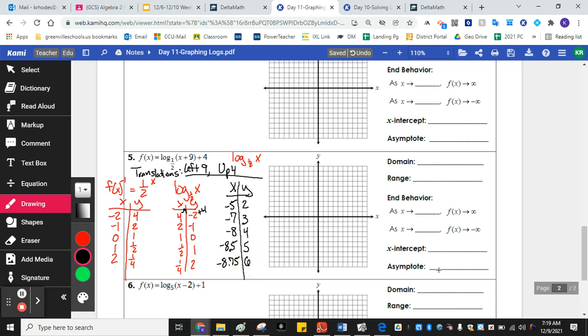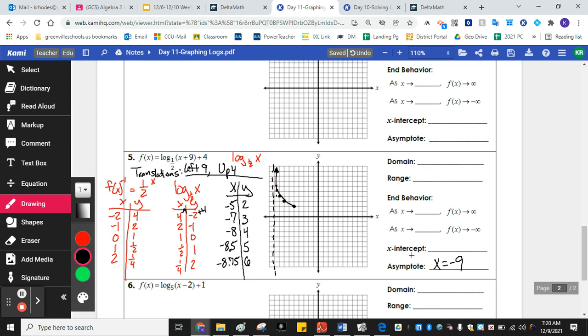You know your asymptote is left or right, so you know left 9, so negative 9. Way over here. It's by 10, so I'm not going to waste your time. There we go. And then we have negative 5, 2. Negative 7, 3. Negative 8, 4. Negative 8.5, 5. 8.75, 6. It's going this way.